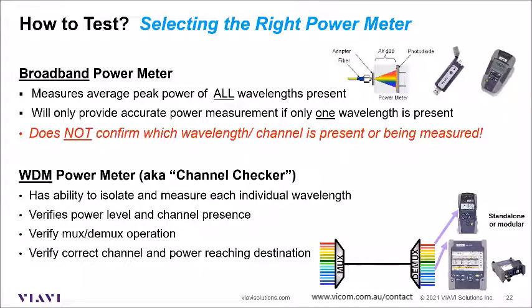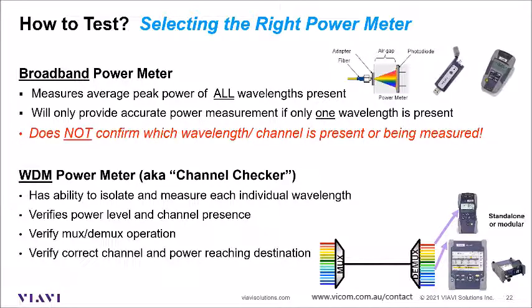When selecting the right power meters for DWDM, we are probably very familiar with the broadband power meter, and probably we all have one. However, you have to be careful when and where a broadband power meter is used. A broadband power meter measures the average power of all the wavelengths present. You've got a photodiode, and this photodiode is sensitive to all the wavelengths present on a fiber. It doesn't discriminate between these channels, especially since they're very narrowly close together on the same spectrum. So this will not provide an accurate power measurement if only one wavelength is present.